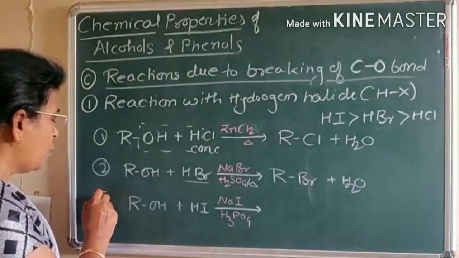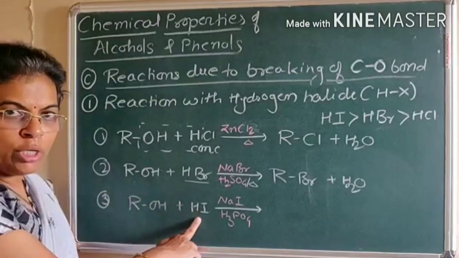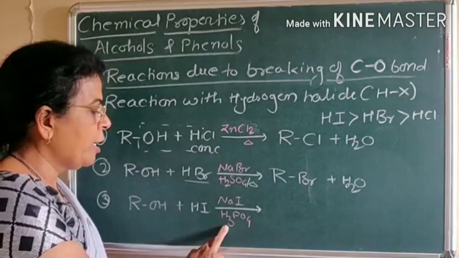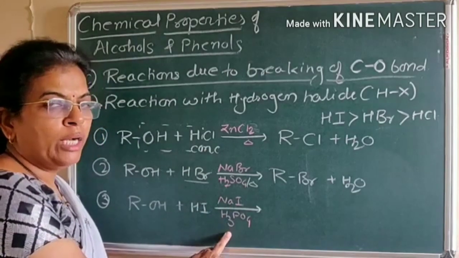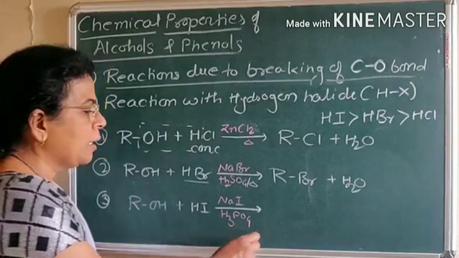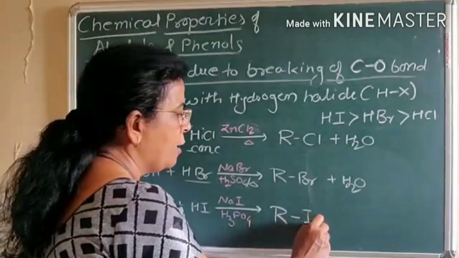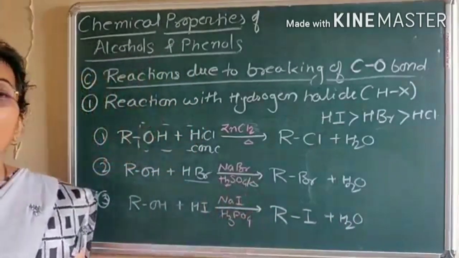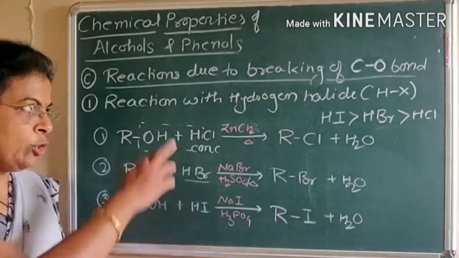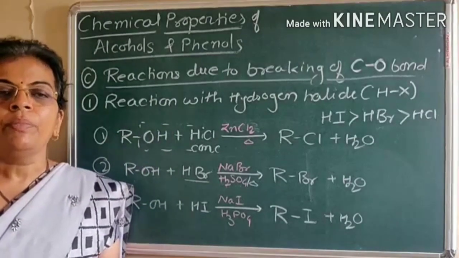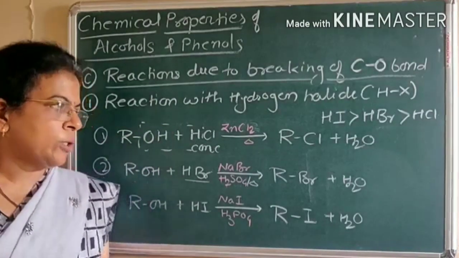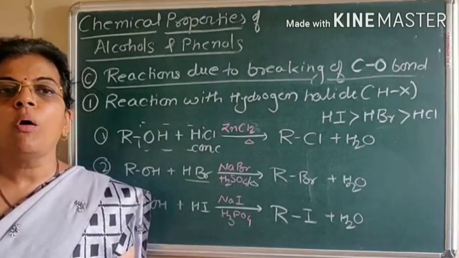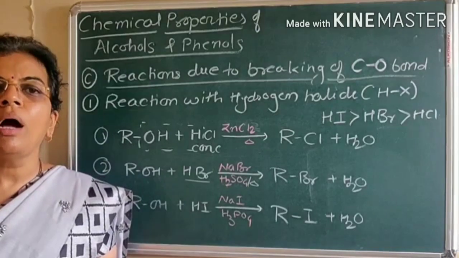And when alcohols are treated with hydrogen iodide, that is HI, in presence of NaI, that is sodium iodide, and H3PO4, that is phosphoric acid, then here formation of RI plus H2O takes place. In this way, alcohols are converted into alkyl halides by the action of hydrogen halide. This reaction is repetition. We have seen this reaction in halogen derivatives in the preparation of alkyl halides from alcohols.